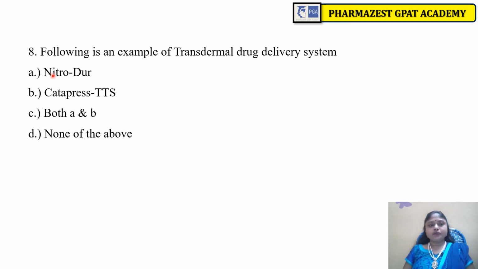Now coming to the next question. Following is an example of transdermal drug delivery system. The options are A. Nitroderm, B. Catapres TTS, C. Both A and B and D. None of the above. So the right answer is both A and B. So both Nitroderm and Catapres TTS are examples of transdermal drug delivery system.